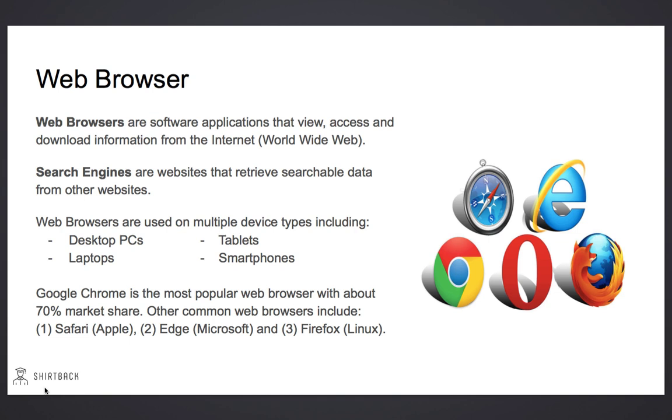Web browsers are software applications that allow users to view, access, and download from the internet. Search engines are websites that allow users to search data from other websites. Web browsers are common on multiple device types, including desktops, laptops, tablets, and smartphones. The most popular web browser currently is Google Chrome. Some other popular web browsers include Apple's Safari, Microsoft Edge, and Linux Firefox.